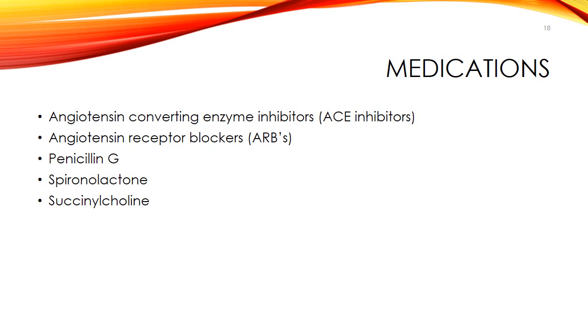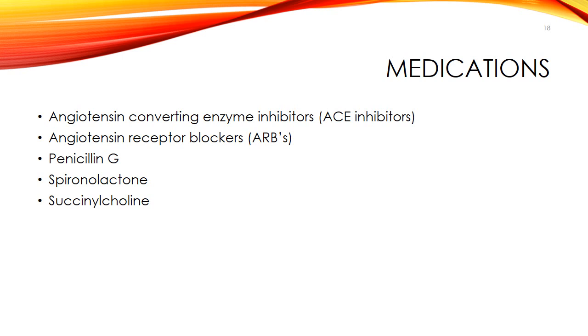Research has reported that 75% of patients with severe hyperkalemia had renal failure. 67% were taking a drug that predisposed them to hyperkalemia. Medications can have an effect on potassium levels. Some of the medications are angiotensin-converting enzyme inhibitors, angiotensin receptor blockers, penicillin G, spironolactone, and succinylcholine. This list is not inclusive, but does include some of the main players in hyperkalemia.